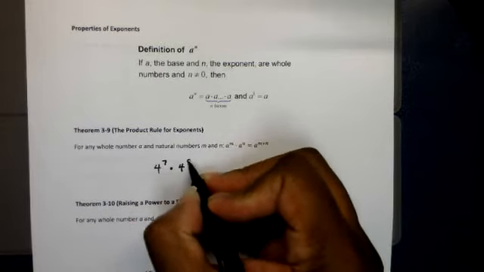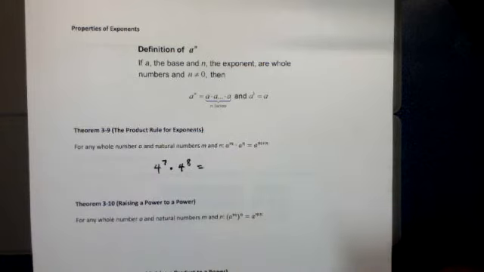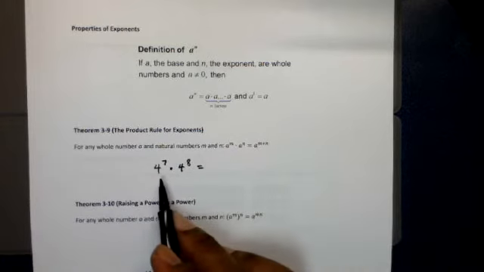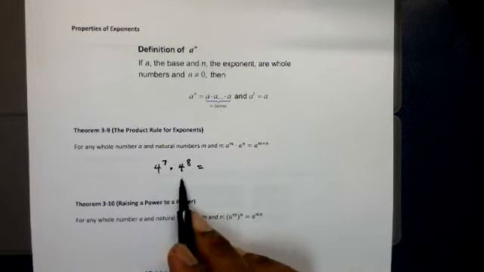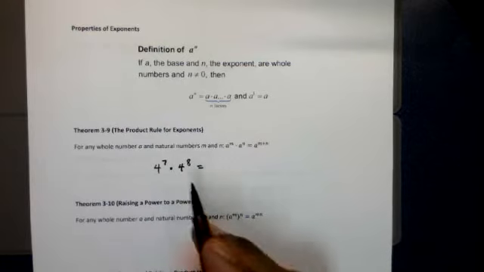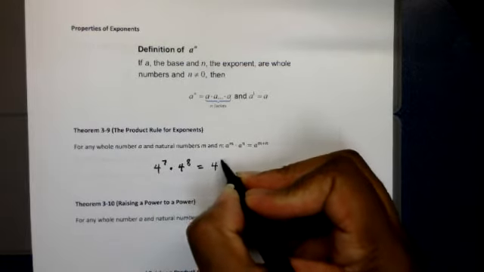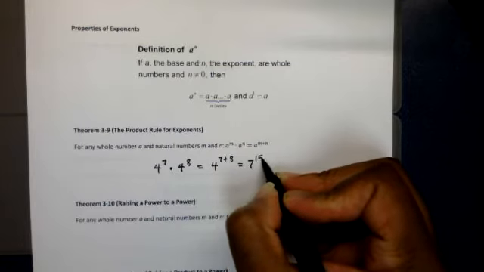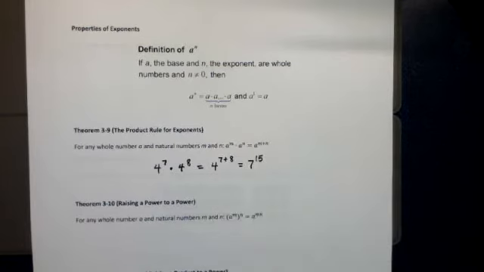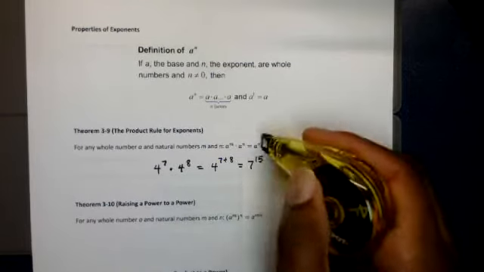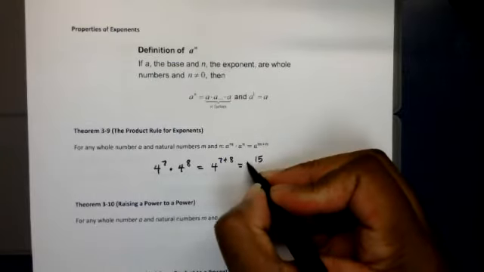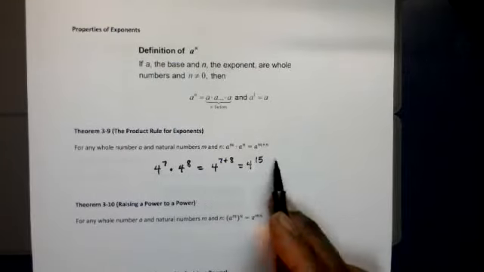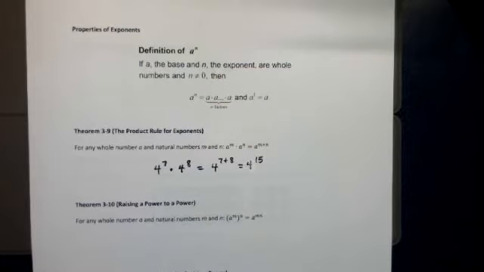An example of that would be something like this: 4 to the 7 times 4 to the 8. Here the bases are the same, and I'm multiplying powers of the same base. So I bring over that base, add 7 and 8 together, and you'll get 15. So it'll be 4 to the 15th.